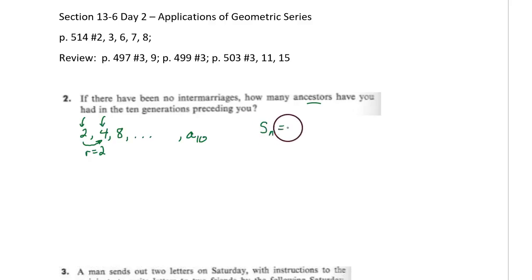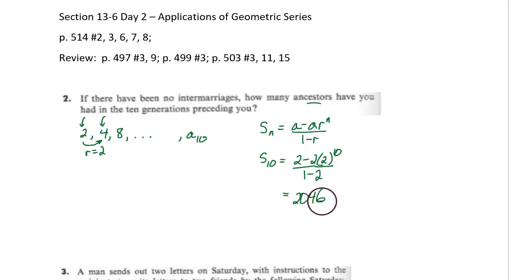S sub n equals a minus a times r to the n, divided by 1 minus r. And we're finding the sum of 10 terms. The letter a is 2, the letter r is 2, and n is 10. And then in the denominator, 1 minus the 2. Then evaluate this. The result is 2,046 ancestors.